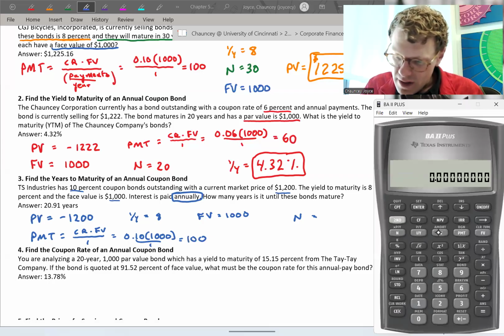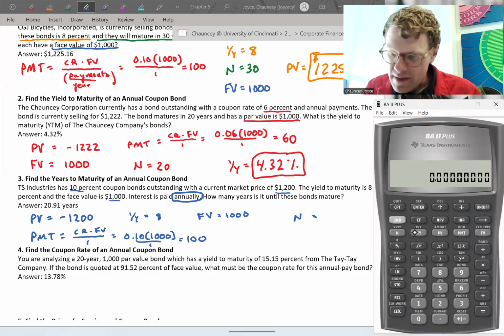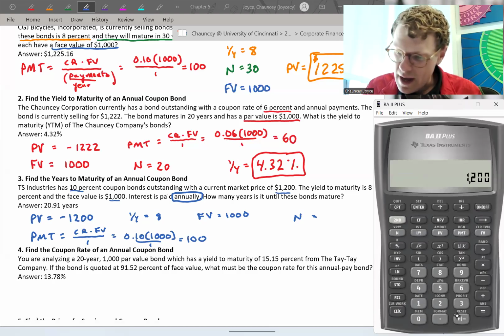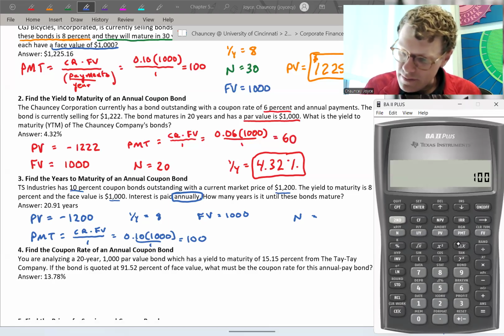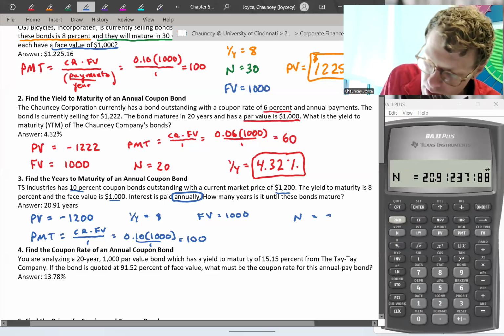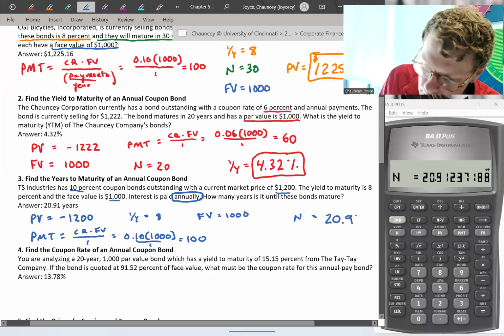Again, we're just going to fill out all 5 of these buttons, this row of N, I/Y, PV, payment, and FV, and solve for the missing one. So 1,200 outflow, using the plus-minus sign at the very bottom, PV, 8 I/Y, 1,000 face, 100 coupon PMT payment, and then we compute for N, how many years until these mature. That's about 21 years, so 20.91 years.